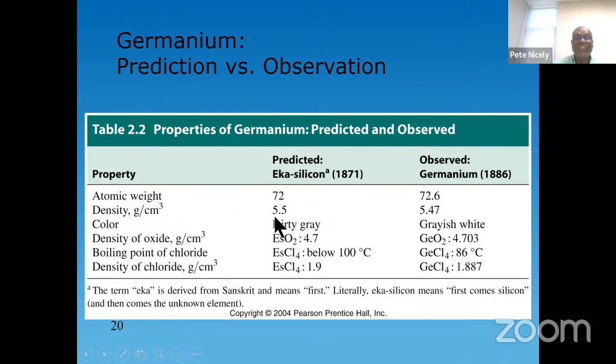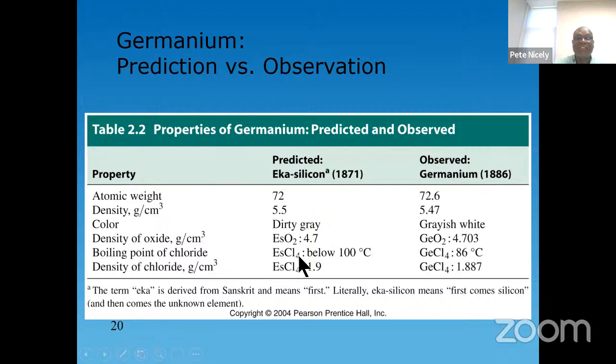The density, he predicted that the density of germanium or ecosilicon is 5.5. It was determined that the density of germanium is 5.47. All right. He predicted that the color of germanium would be dirty gray, right? And it was discovered that the color of germanium is grayish white. Now, I don't know the difference between dirty gray and grayish white. As far as I'm concerned, both are the same. All right. He predicted that the density of the oxide of germanium would be 4.7. It was determined to be 4.703 grams per cm cubed.